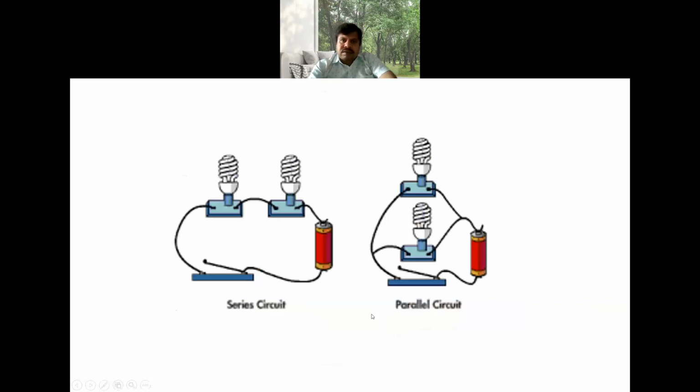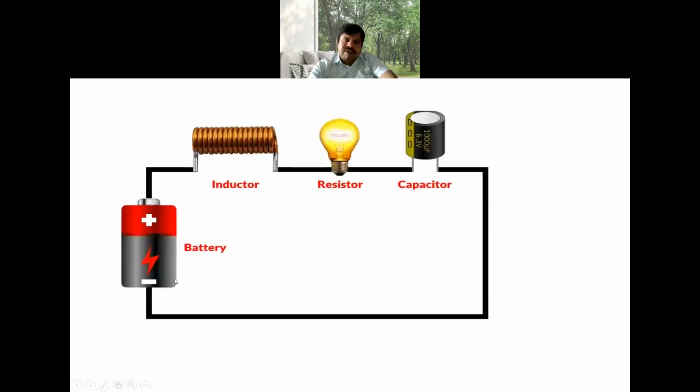So here, in this particular slide, it is shown a series circuit and a parallel circuit. In the series circuit, one end of the element is connected to the starting end of the second element. In the parallel, the two elements' end points are connected together and that is connected across the battery source. This is also an example of a series RLC circuit: battery, inductor, resistor, capacitor, and all these four are contributing to the electric circuit.